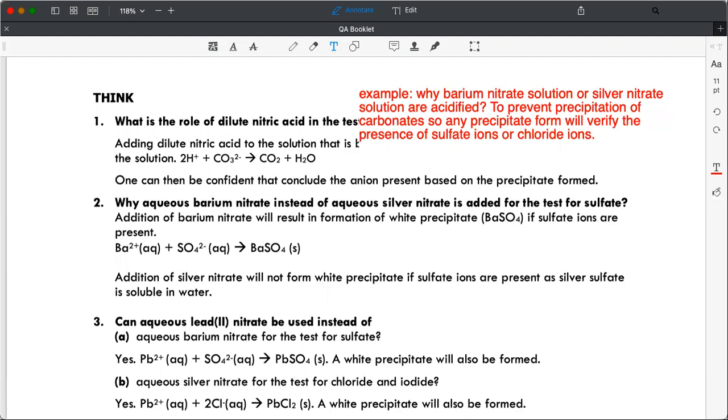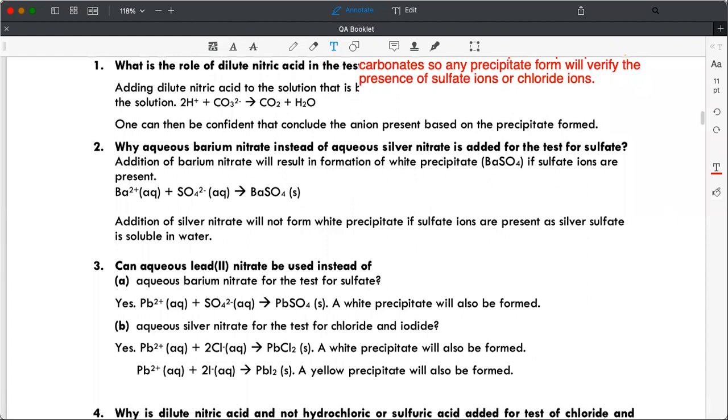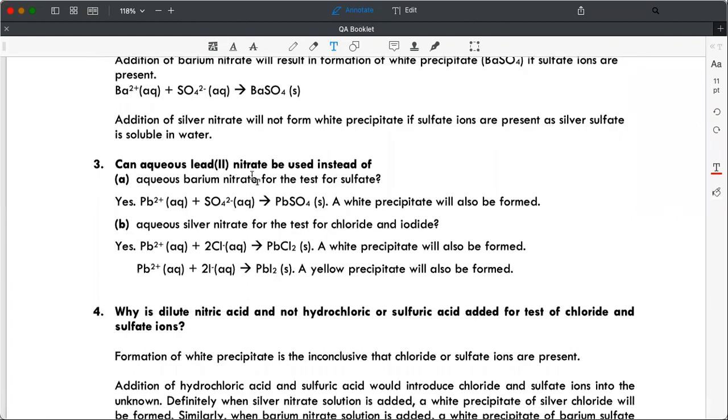If there's carbonate present, what happens is that the acid will react with it and you will see effervescence, a colorless, odorless gas. The gas turns moist blue litmus paper red because carbon dioxide is acidic. The gas bubbled into lime water produces a white ppt in lime water. And the precipitate that was observed when you add barium nitrate or silver nitrate will be confirmation of sulfate or chloride ions. Can lead(II) ions be used instead of barium nitrate? Yes, because they form a precipitate with sulfate.